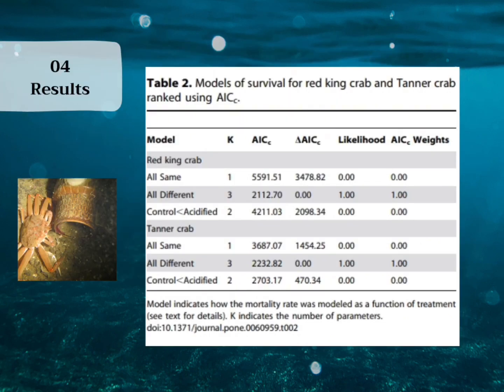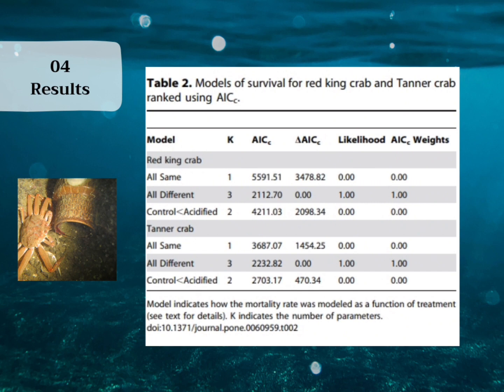Number 4. Results. Table 2 presents models of survival for red king crab and tanner crab ranked using AICc, the Akaike information criterion corrected for small sample size. The AICc model indicates how the mortality rate was modulated as a function of treatment. See text for details. K indicates the number of parameters. For red king crab and tanner crab, it can be seen that they have the same length.